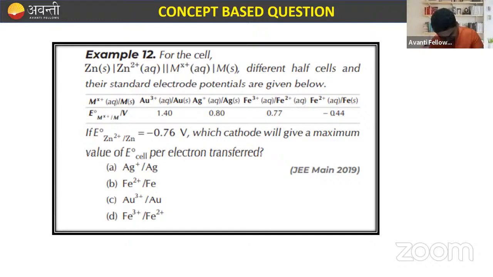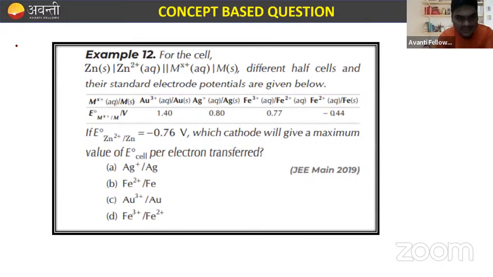So let's see which will give the maximum value. Let's go through them one by one. If I'm considering the cell with a cathode and an anode, what is the E naught cell? In the first case, we have zinc and the metal Au3+ | Au. Let's see each and every one by example.